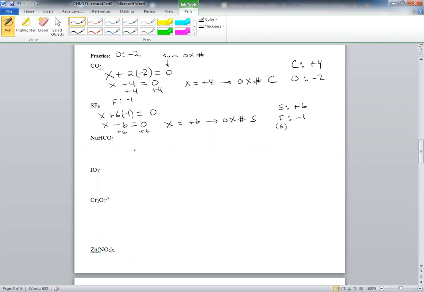So let's go to the next one. What's the sum? It's 0 also. Start with what you know. We have 3 oxygen atoms. Oxygen is a -2. What are you likely to know more? C, H, or Na?